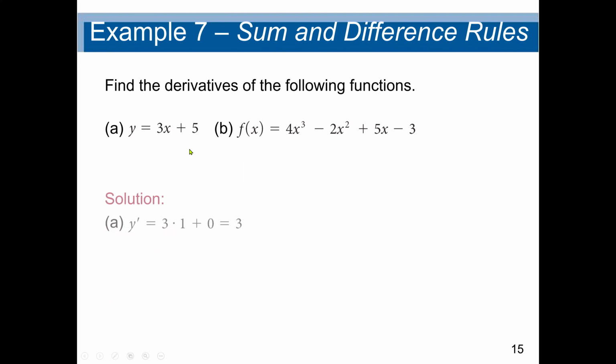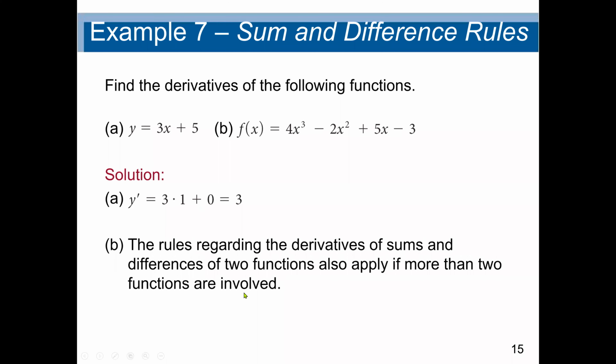So let's see the solution again. The derivative of y will give me 3 times 1, as we said, because the exponent is 1 minus 1. Anything raised to the power 0 is 1. The derivative of a constant value is 0. So the answer will be 3.